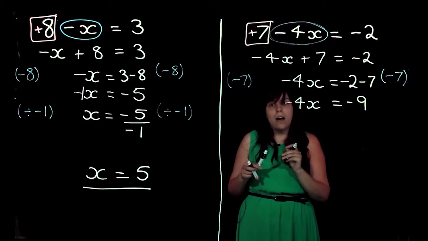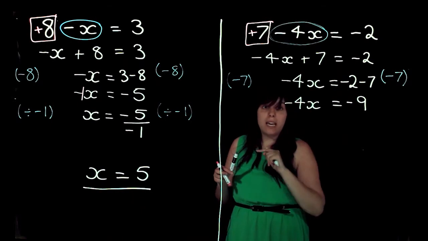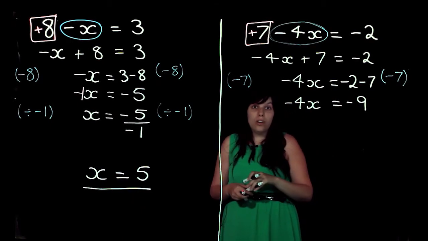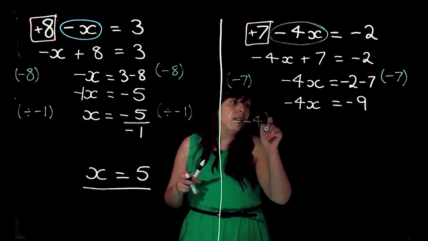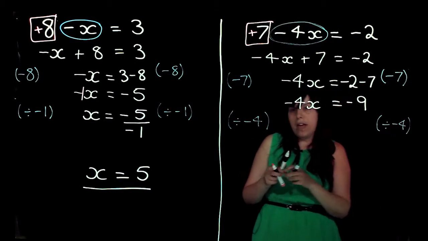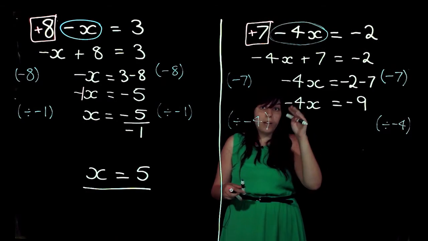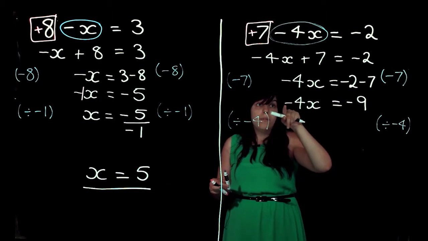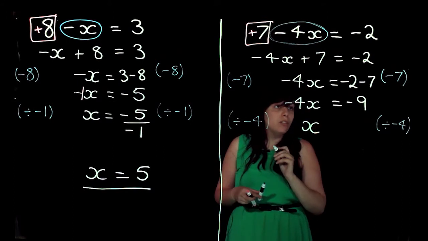Now, what I need to do is, I've got a minus 4 times x. I need to get rid of this minus 4. So how do I get rid of times minus 4? Well, I divide by minus 4. And if I do that to both sides, then minus 4x divided by minus 4, the minus and the minus make a plus, and then the 4 divided by the 4 makes a 1, so I'm just left with x, which is great.